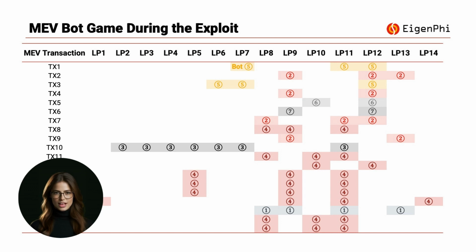We also observed an MEV bot war during the Vyper exploit. Among all the liquidity pools associated with Curve Finance, the MEV bots were actively engaged in submitting transactions and withdrawing money from these pools. The chart indicates that bot number 4 dominated the game.